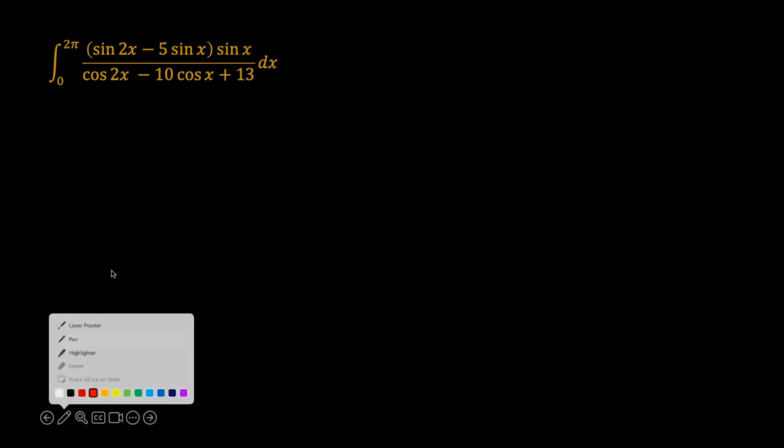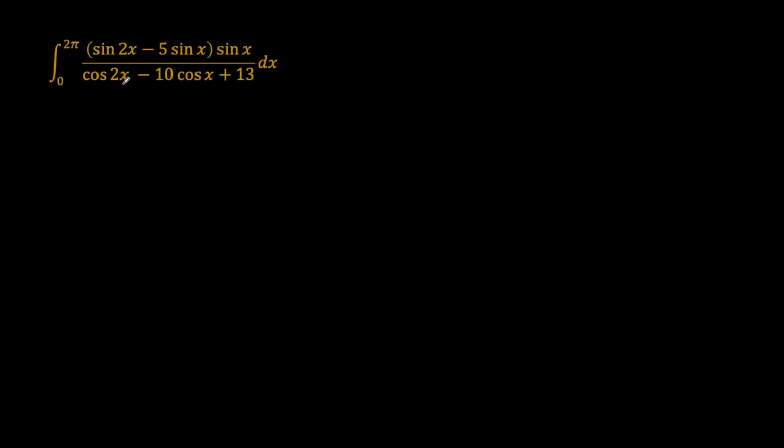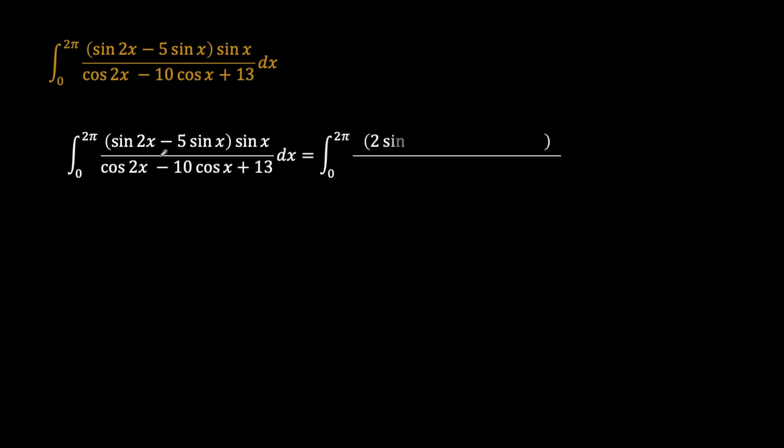For the solution to this problem, I think the quickest thing to do is just express everything in single angle form, because we do have the double angle expressions, sine 2x and cosine 2x. So we could simplify this further. Sine 2x is 2 sine x cosine x, and cosine 2x is cosine squared x minus sine squared x, which is 2 cosine squared x minus 1.